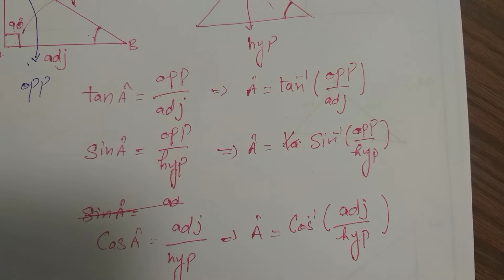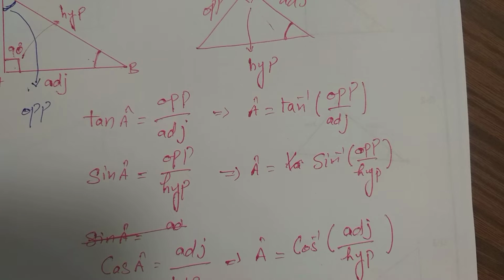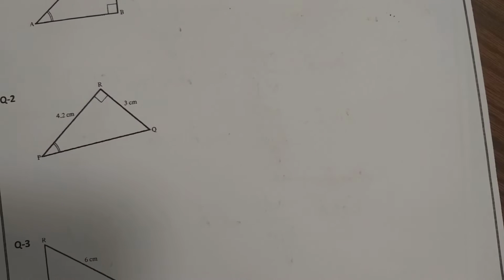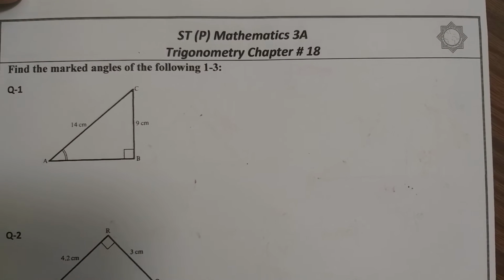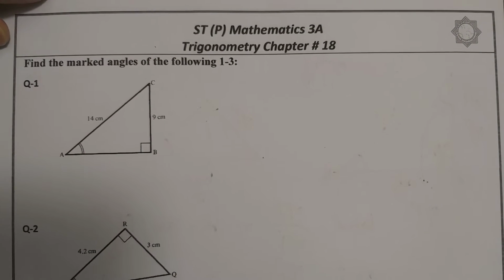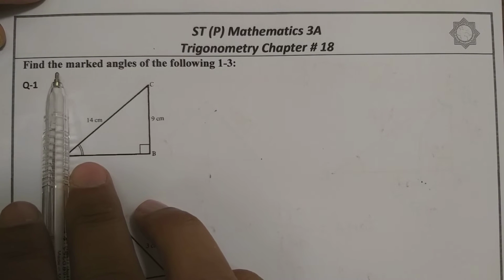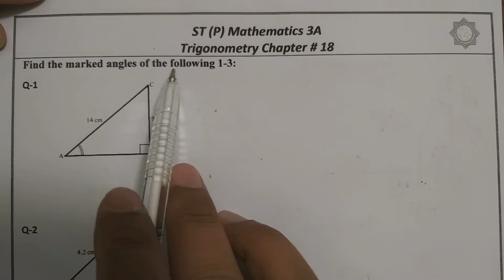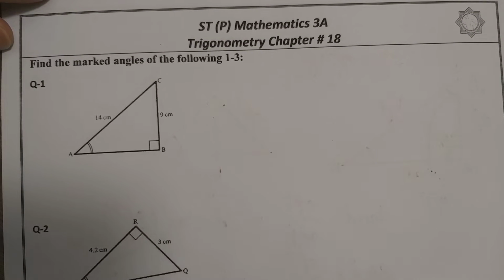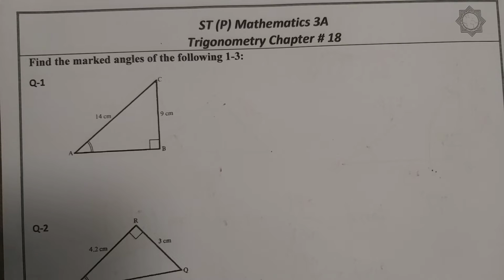So let's start with the worksheet questions. Further we will discuss what we need to find out, and I will substitute everything there, so we do the questions from there. Without wasting time, we go for the worksheet. This worksheet is from the book STP Mathematics 3A, Trigonometry, chapter number 18. He said in this question, find the marked angles of the following, 1 to 3. So in the first three questions he mentioned some marked angles and asked to find the answers.